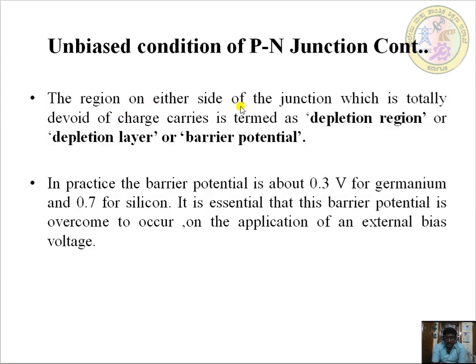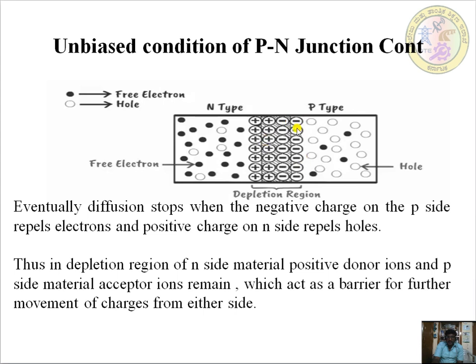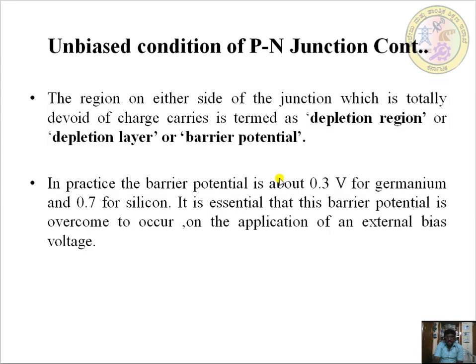Okay, the region on either side of the junction which is totally devoid of charge carriers is termed the depletion region or barrier potential. This region is known as the depletion region or barrier potential.